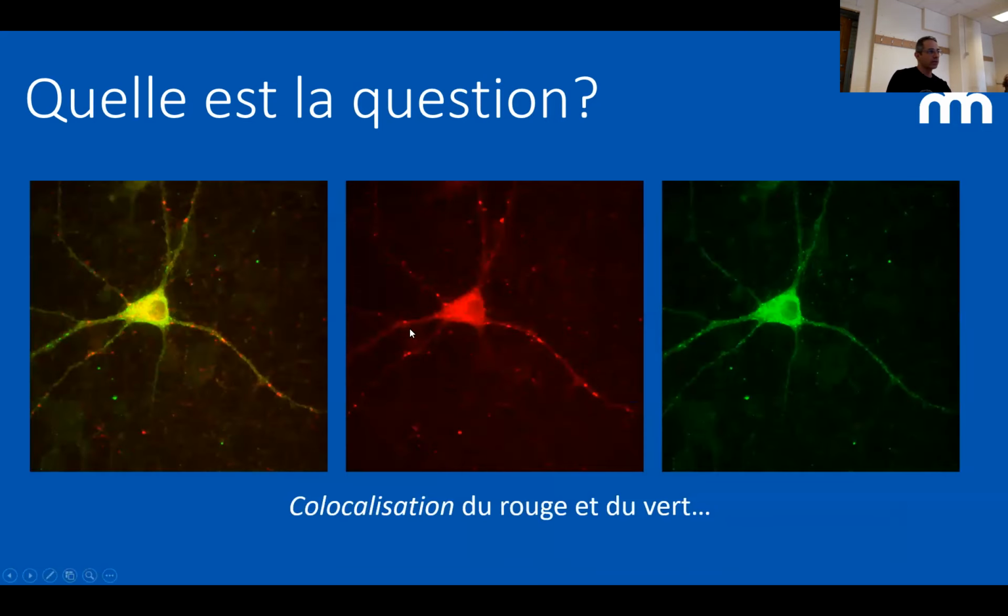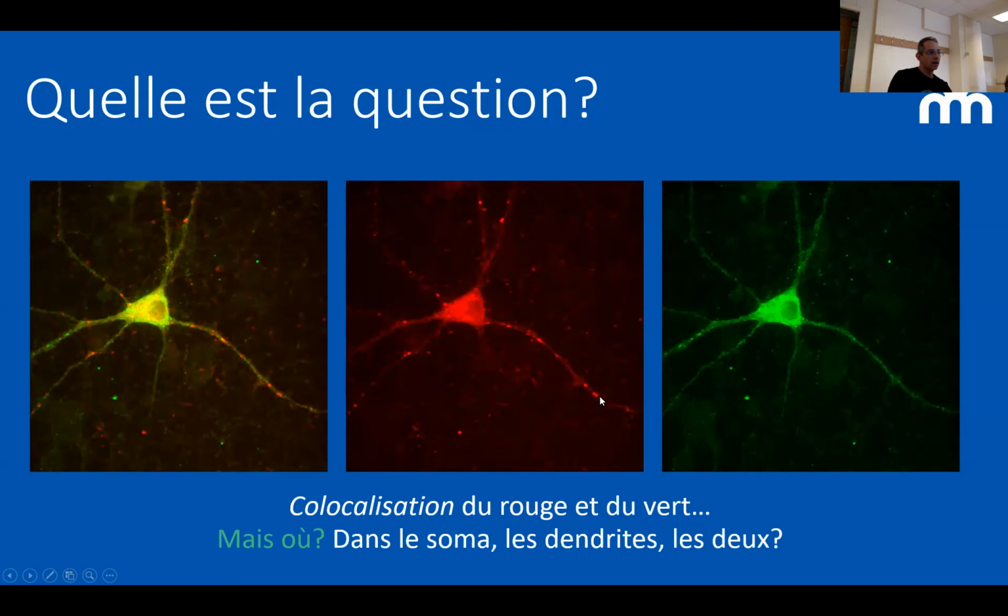If you want to see the green and the red, do you want to see it everywhere in the cell, outside of the cells, in the soma, or in the dendrites? Do you want to look at the puncta, or do you want to look at the overall fluorescence? The question of colocalization is very broad and depends on the image you have. So there is not a single answer to colocalization. It really depends on what you have and what you are interested in.